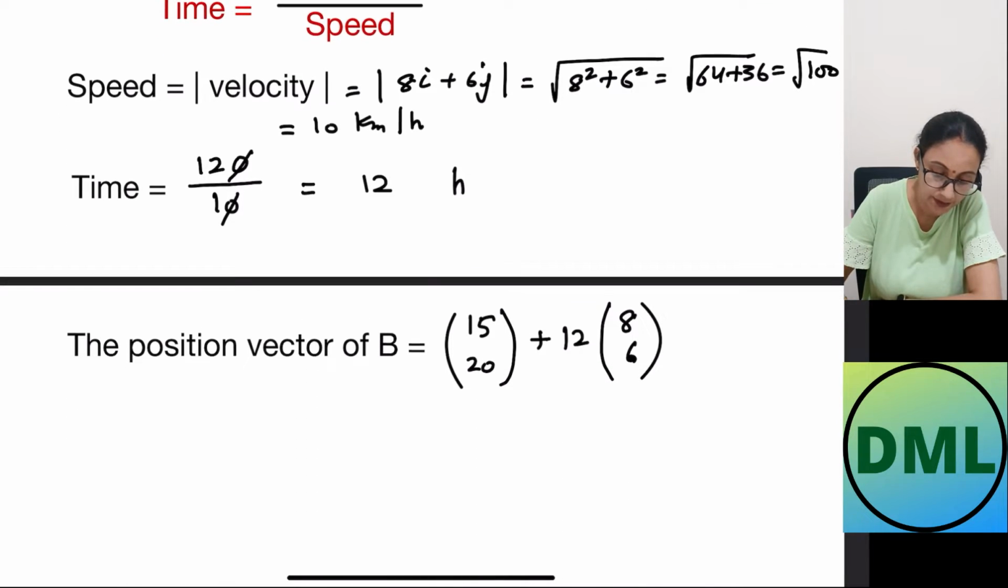Now I need to find out the position vector of B. Position vector of B is the initial position plus the time, which is 12 hours, times the velocity vector. We need to solve this.